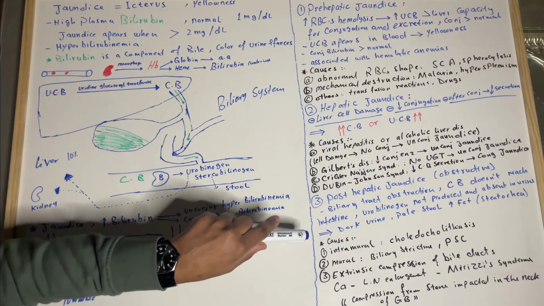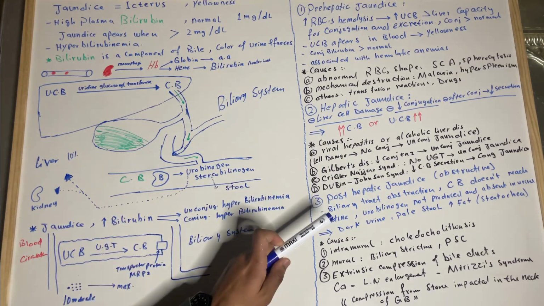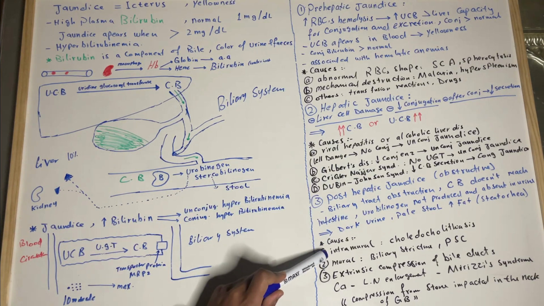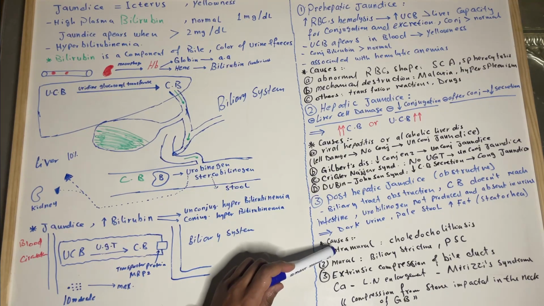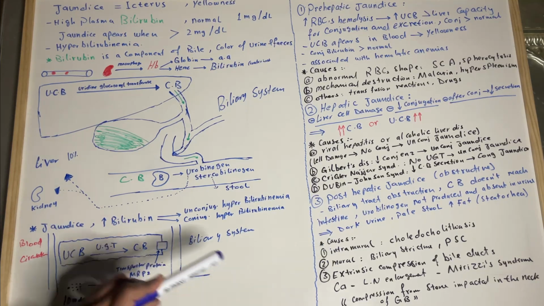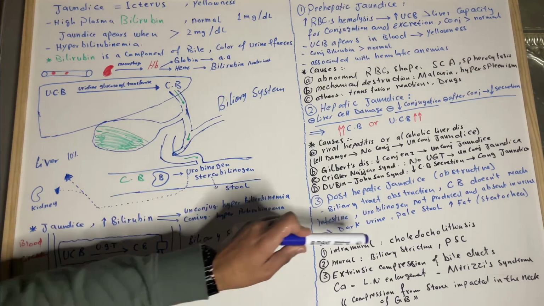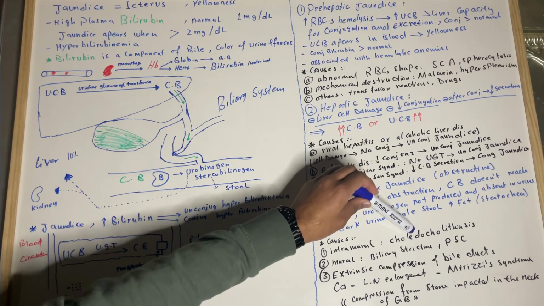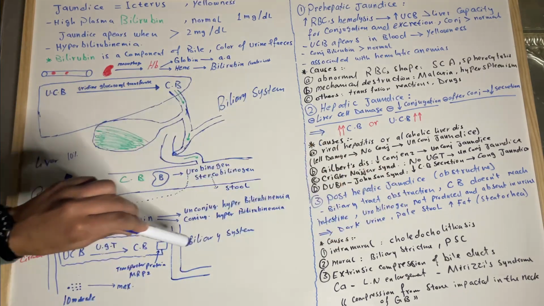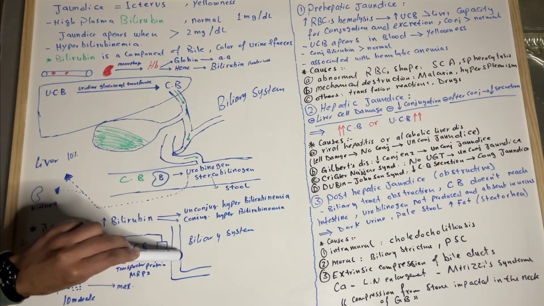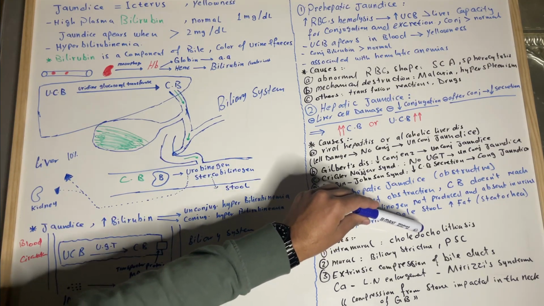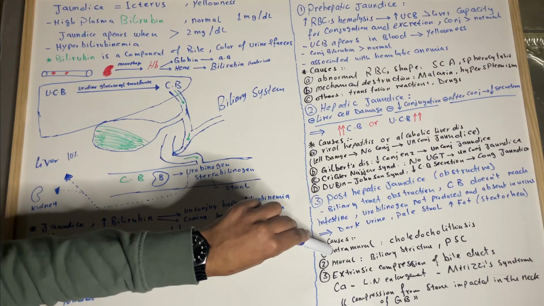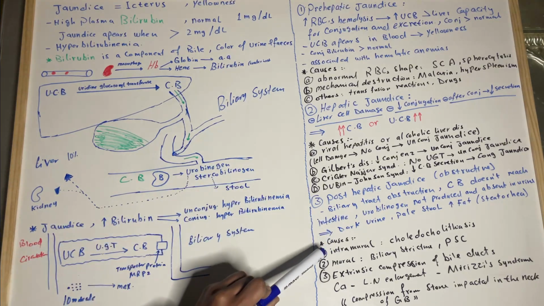So what are the causes of post-hepatic jaundice? There are three causes: either intramural, mural, or extrinsic. Intramural means inside the lumen, so the cause of the obstruction is inside, like what happens in choledocholithiasis, due to presence of a stone inside the common bile duct. This is called choledocholithiasis. So this is intramural.